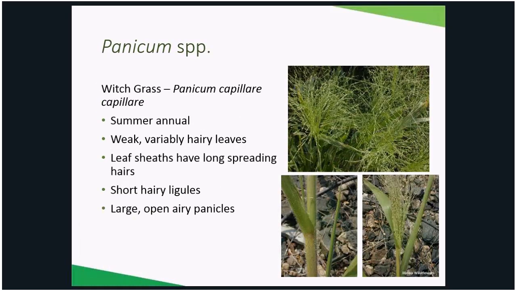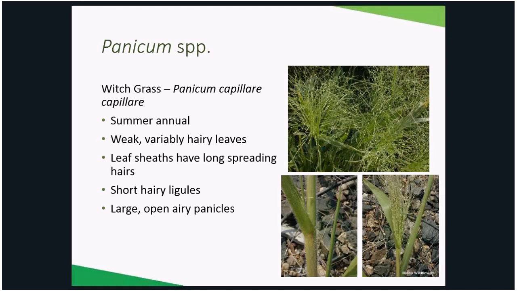Another example in the panicum group is witchgrass. This grass is an annual, and it has leaf sheaths with very, very long spreading hairs. And again, you can kind of see them in this photo here, all of the bristly hairs along the stem and on the sheath there. They do have short hairy ligules as well, so it's a very hairy plant. And then very large open airy panicles that you can see here.